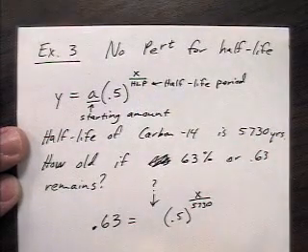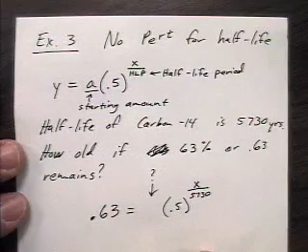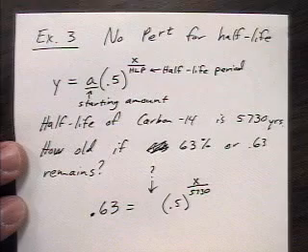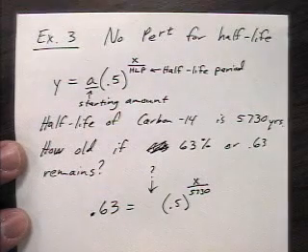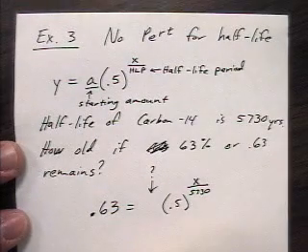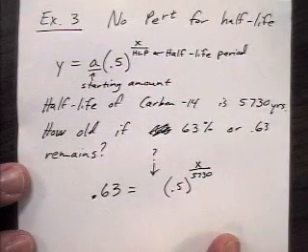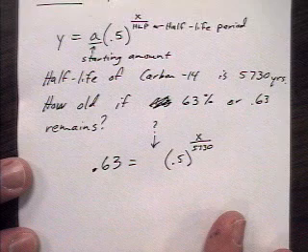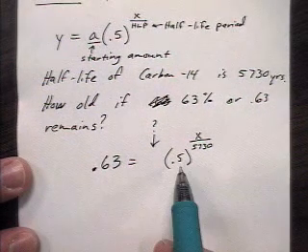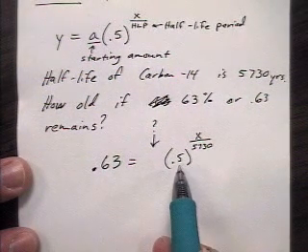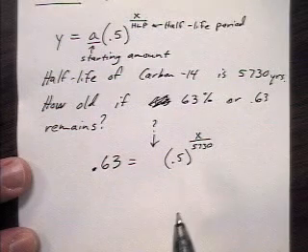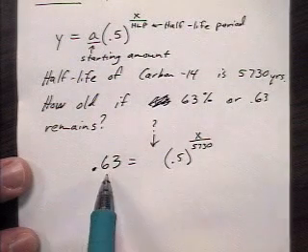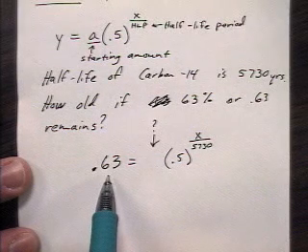The half-life, let's suppose the half-life in example 3 of carbon-14 is 5,730 years. How old is, they used a skull, if 63% of the carbon-14 remains? Well, let's see here. So we have our growth factor, 0.5. We know our half-life period, 5,730 years. We know how much is remaining now.